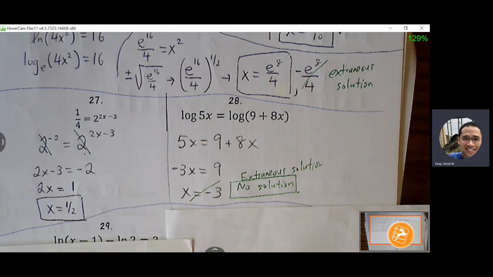-3 is the only answer I get, and it's not going to work because it causes one of the two, I mean, if it caused just one parentheses to go to a negative, that's enough for us to remove it. It doesn't work with the 5x or the 9 plus 8x. That was the only potential solution. So it's an extraneous solution, and there's no other solution. So the 28 is no solution.